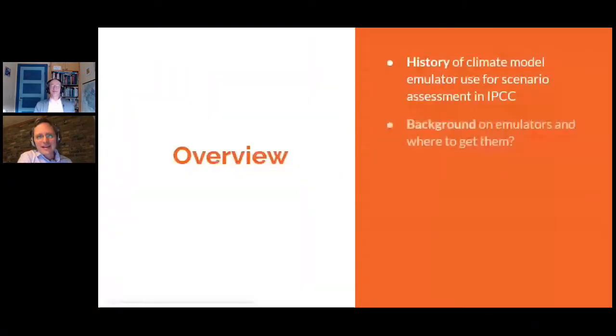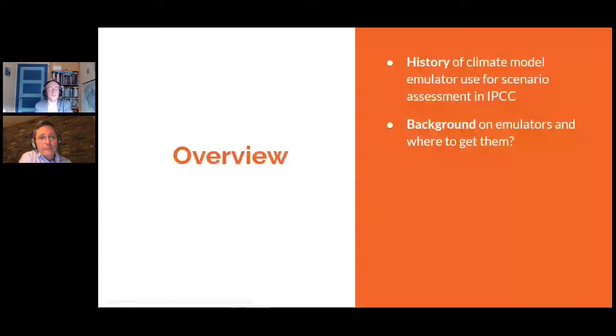So, an overview: a brief history of the climate models, and background on emulators and where you get them from. Then I look into a few key issues, like the equivalency of SSPs and RCPs, for example, probabilistic warming and the temperature assessment that is related to the previous question that we just had. And then just briefly an outlook on the climate emulators and how they interact with IAMs and for the future.